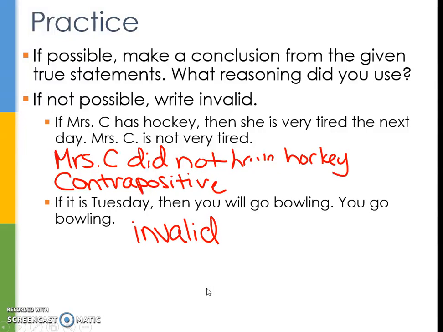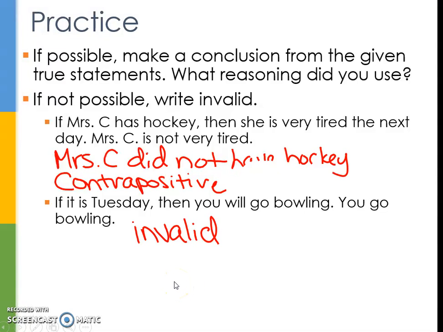If possible, make a conclusion from the given true statements. What reasoning did you use? If not possible, write invalid. If Mrs. C has hockey, then she is very tired the next day. Mrs. C is not very tired. This is contrapositive. Mrs. C did not have hockey.